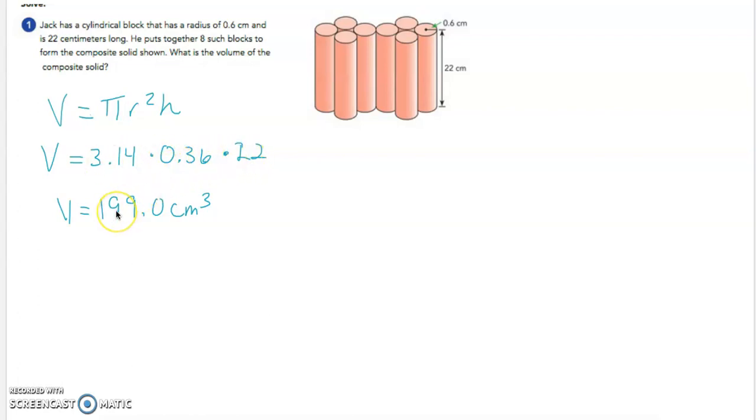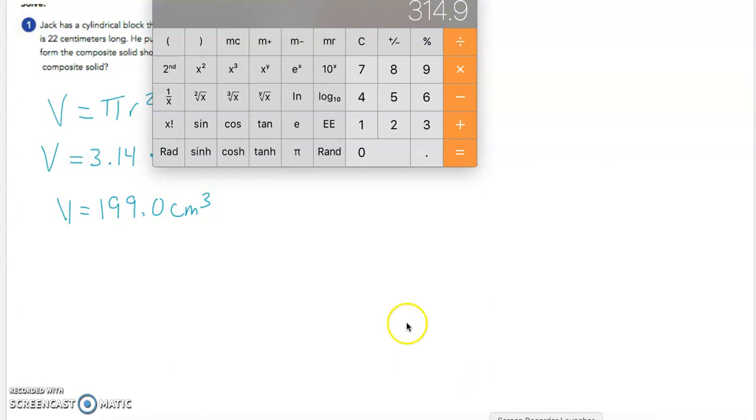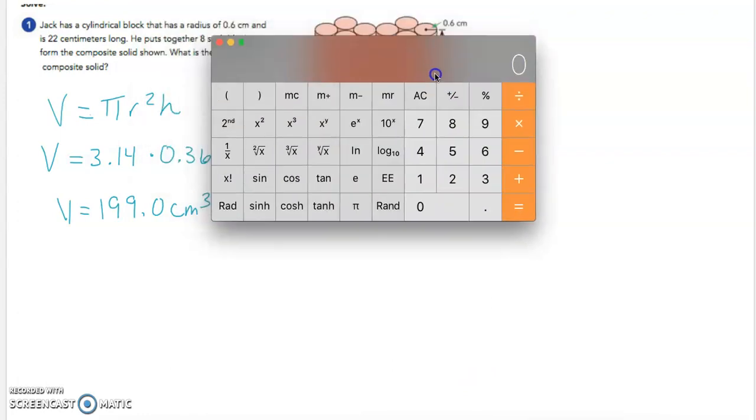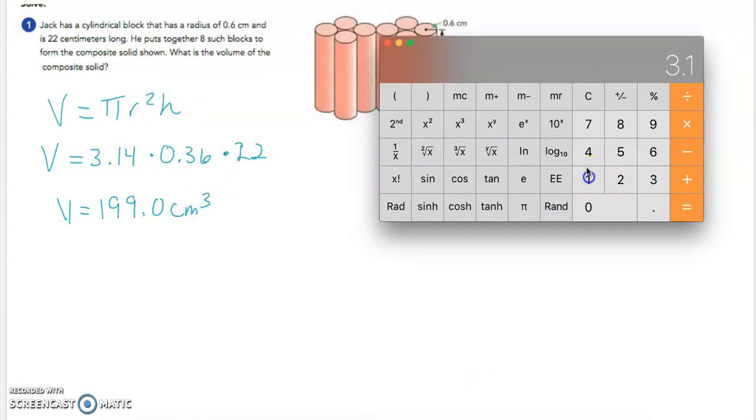I get 199. I'm sorry, I didn't write the actual answer when I did that. Look at that. It's embarrassing. So look, we have 3.14 times 0.36 times 22. We get this, and that's the volume of one of them. We multiply that by 8, and that gives us 199, because I rounded this to the nearest tenth. Sorry, I didn't write that down.